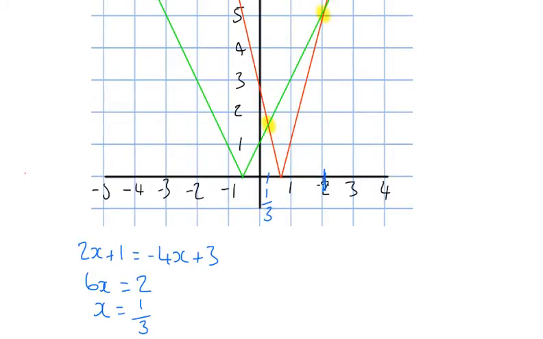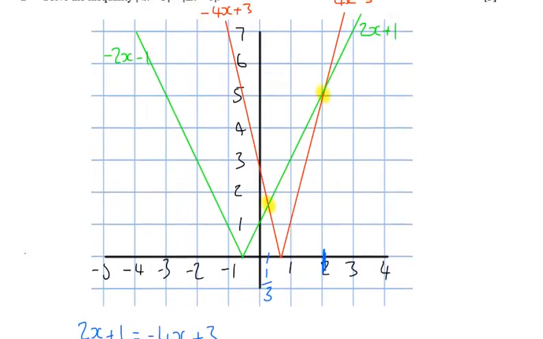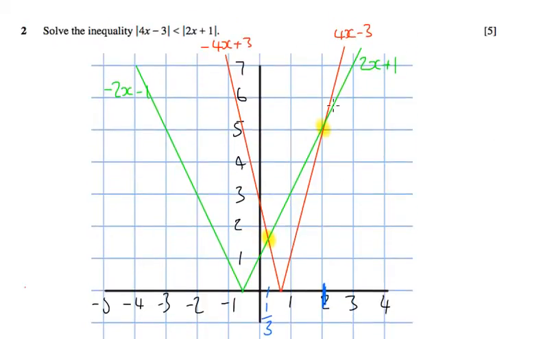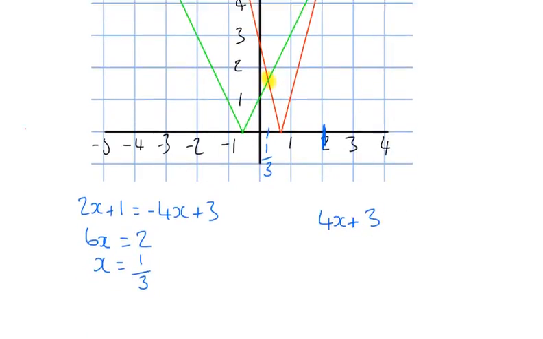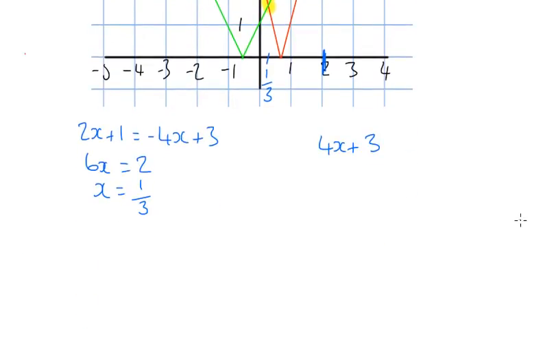Now we also need this point here, which we've already guessed at 2, but I'm going to do it properly. So that's when the 4x minus 3 graph intersects the 2x plus 1 graph. Take 2x away, add that 3 on, gives me 2x equals 4. So x equals 2, which we suspected.